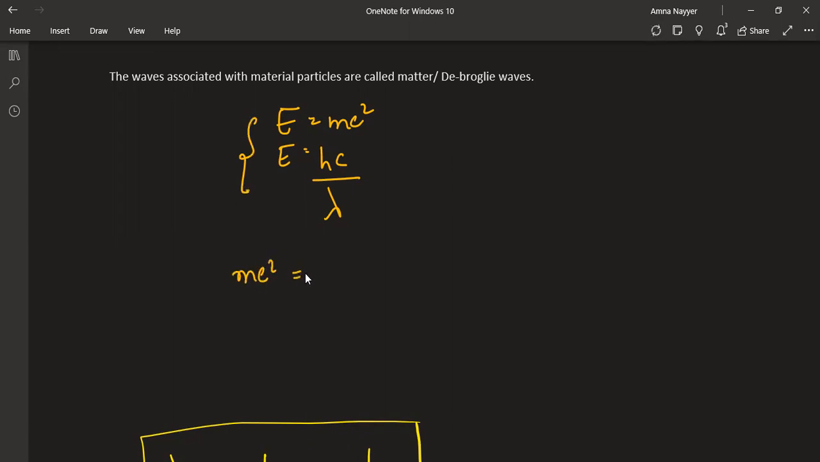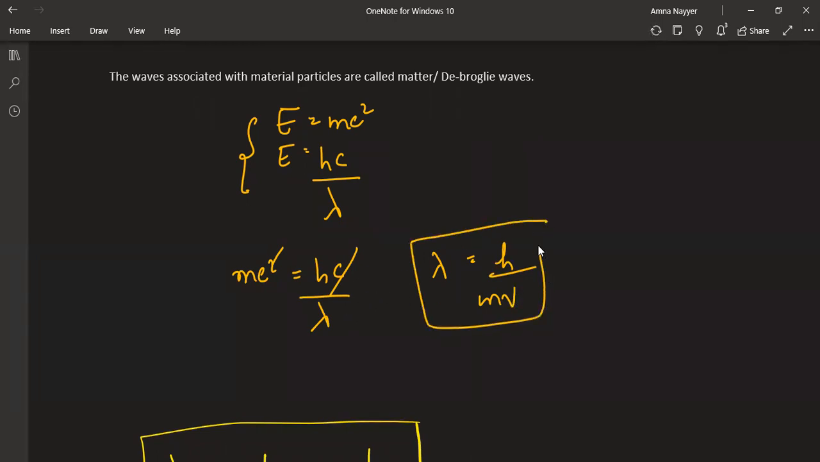mc square becomes equal to hc by lambda. The c square and the c get cancelled. Lambda becomes equal to h by m, and I'm writing v because v is general, c is specific for the velocity of light. So lambda is h by mv.